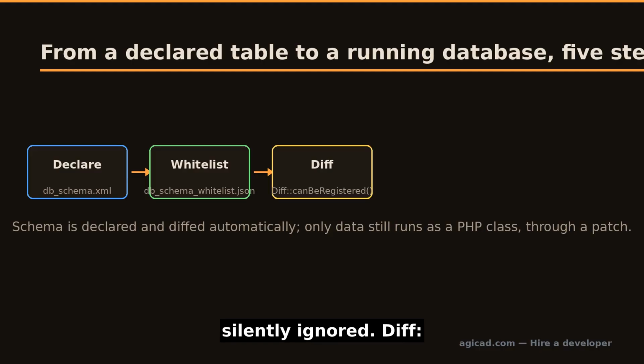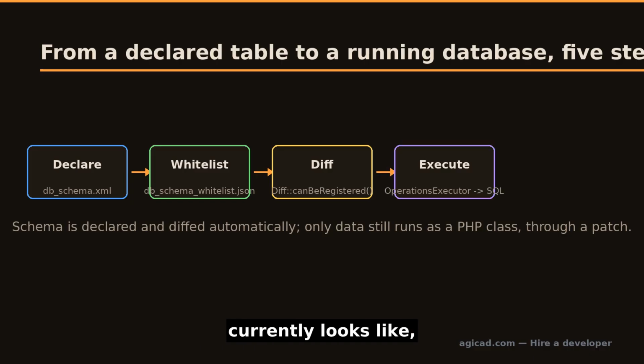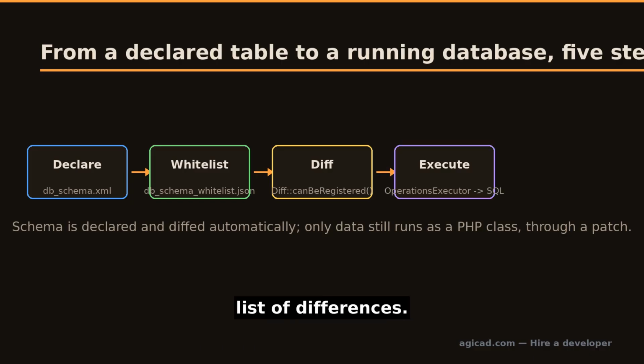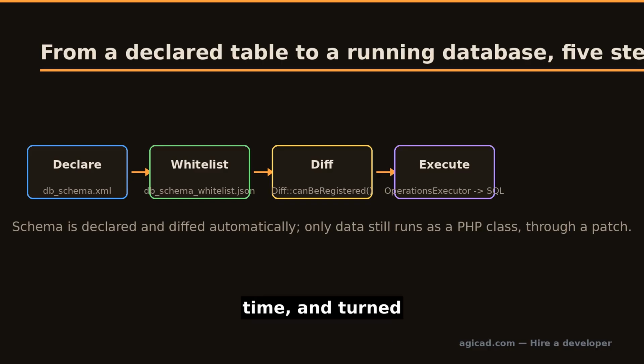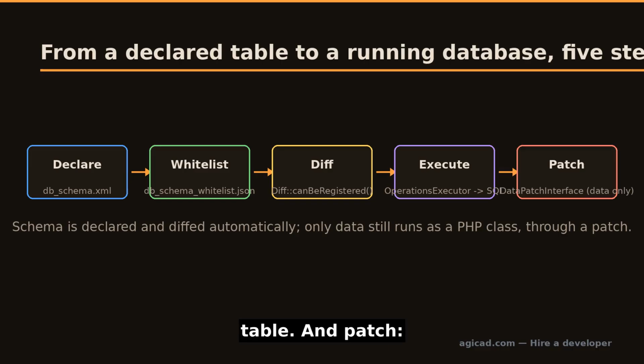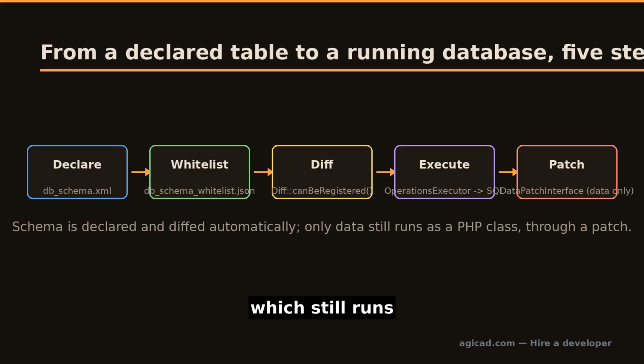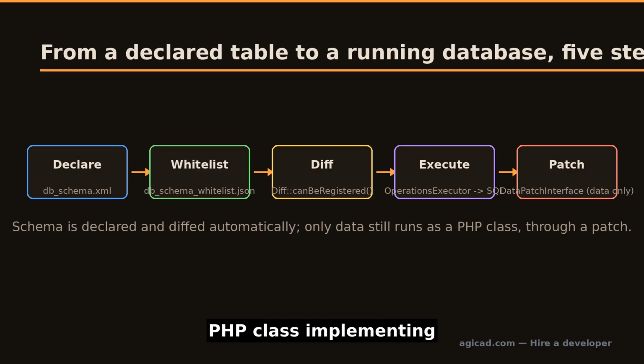Diff: on every setup upgrade run, Magento compares the declared schema against whatever the real database currently looks like, and builds a list of differences. Execute: that Diff gets walked, one operation at a time, and turned into real SQL, wrapped in a single transaction per table. And patch: none of this touches actual data, inserting rows, migrating values, which still runs as an ordinary PHP class implementing an interface, exactly the part that never got replaced.